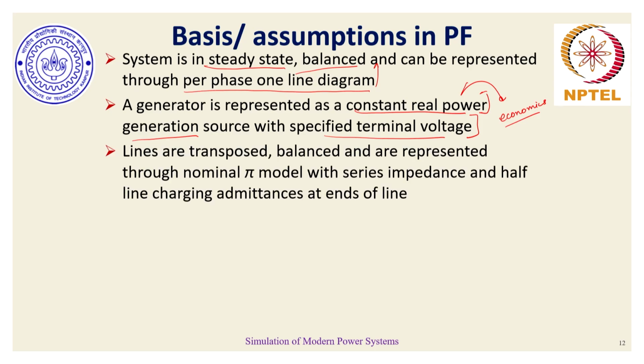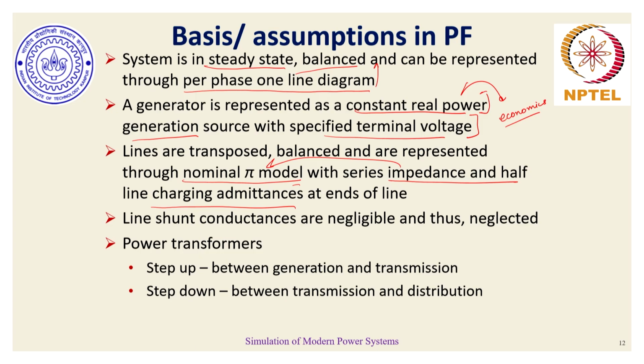Transmission lines are transposed and balanced, and hence the common nominal pi modeling arrangement is true, with series impedance and half-line charging admittances present at the ends of the line. All this is coming in because of the nominal pi model. In case these terminologies are new and you are unaware of these topics, please refer to undergraduate level transmission line modeling. The nominal pi model, nominal T model, the discussion of it would become clearer there.